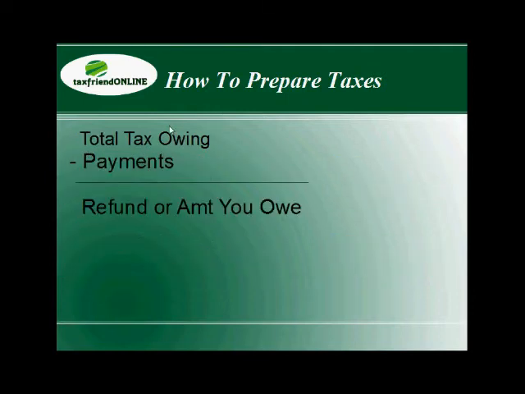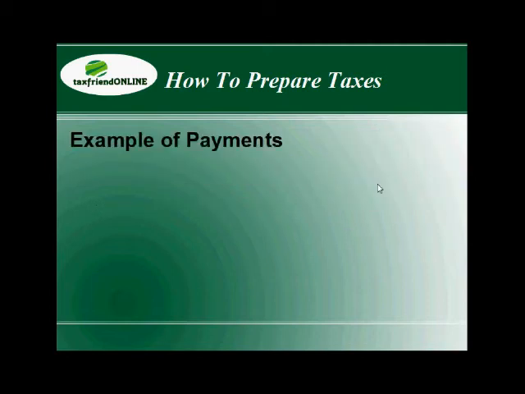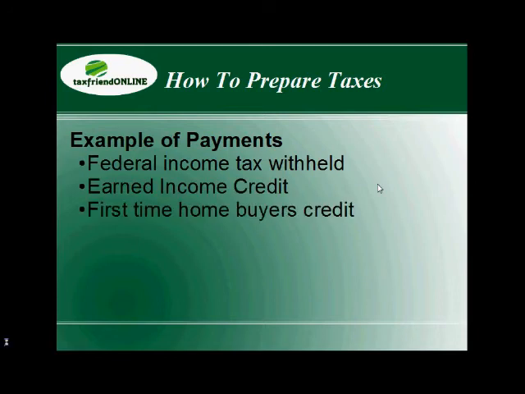Now that we determined the total tax owing, from there we subtract the payments in order to determine the refund or the amount that we owe. Now payments are refundable credits, and with refundable credits, if a credit is bigger than the total tax owing, you get a refund. So examples of payments would be federal income tax withheld, earned income credit, and first time home buyers credit. For a complete list of payments, I'd advise you to look at the 1040 under the payment section.